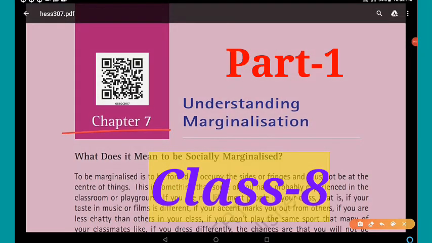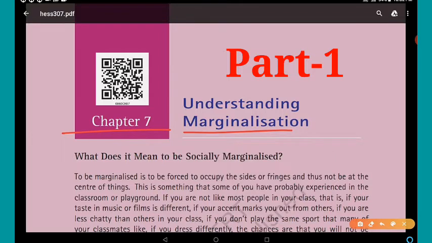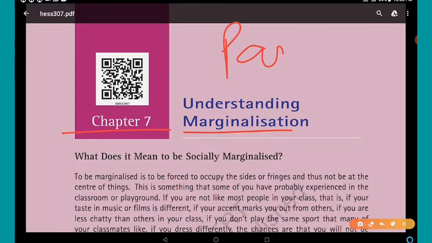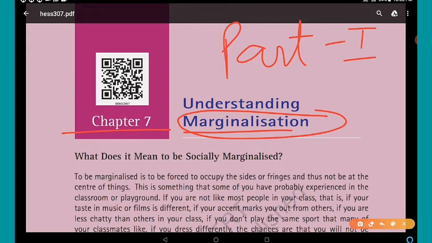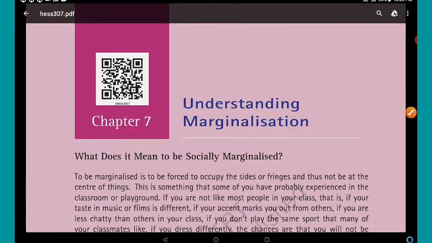Chapter number 7, Understanding Marginalization. This is the next chapter of civics, and today we'll start part 1 of this chapter, Understanding Marginalization. First of all, we should know the meaning of marginalization. Marginalization, we can say, is the separation of somebody, some group, and some people from the rest of the part of society. So that is marginalization, separation of people.